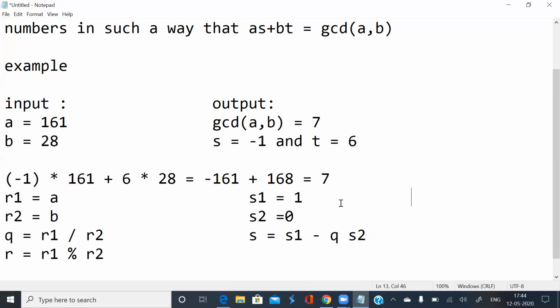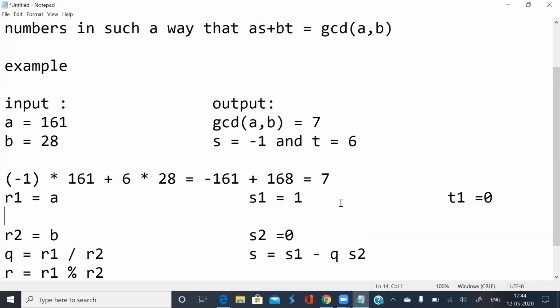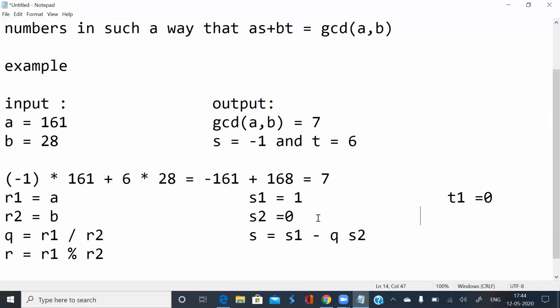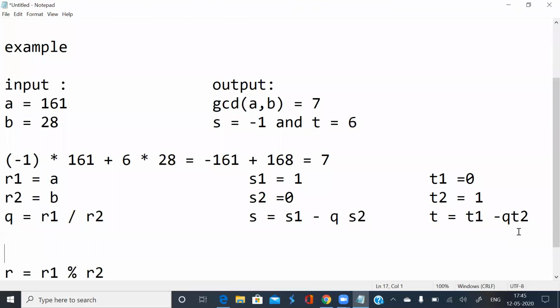Now we have T1 as 0, and T2 is 1, and T is T1 minus Q into T2. Okay.